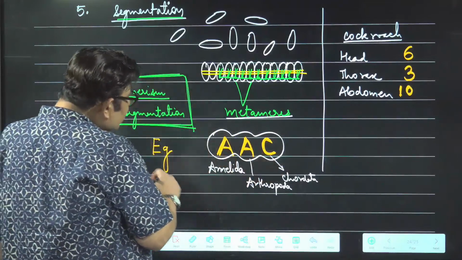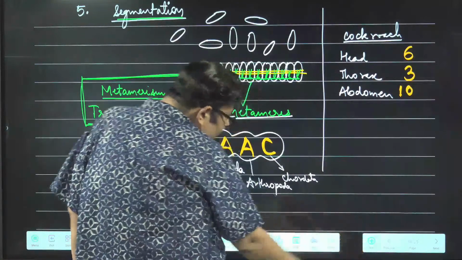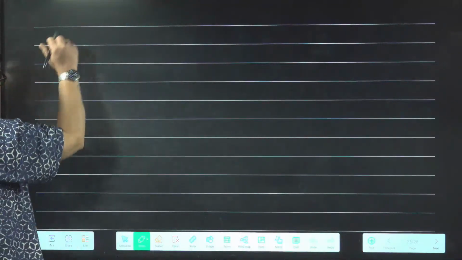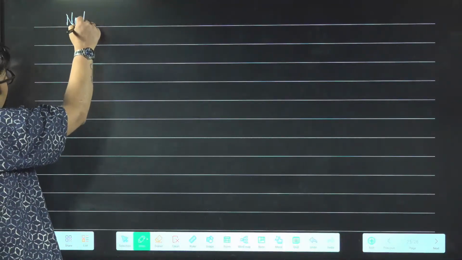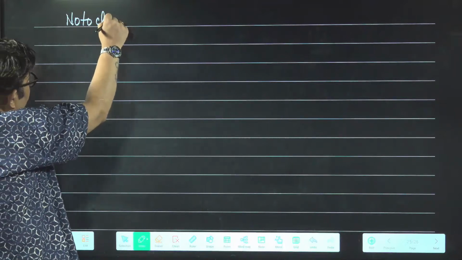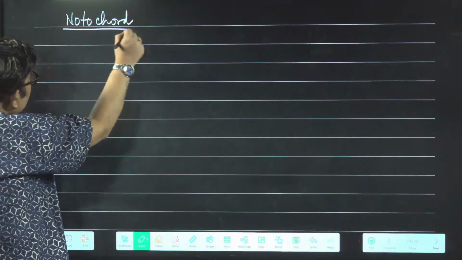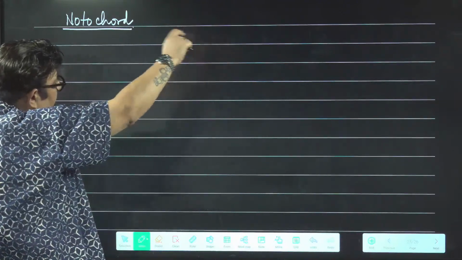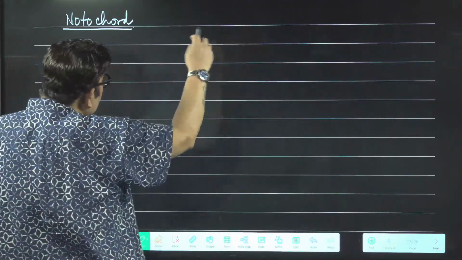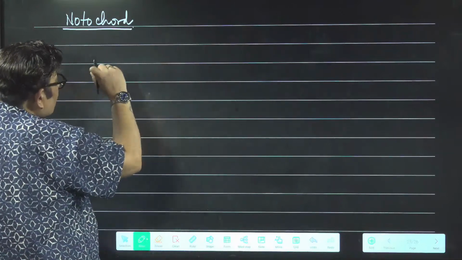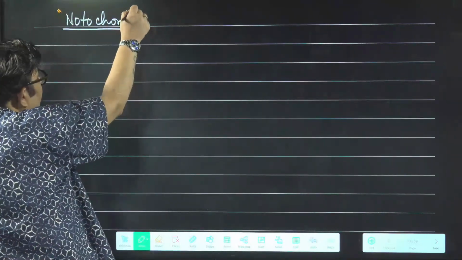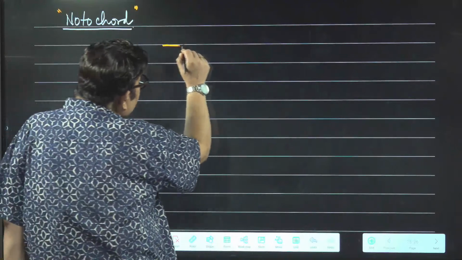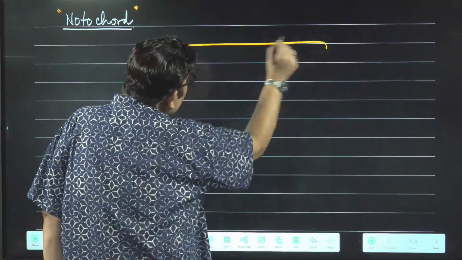Now, the last basis of classification I will discuss here, and you know what is that? This is the notochord. Noto means rod-like, cord is a cord, okay? A rod-like cord, notochord, okay? So what exactly this notochord is? It is a flexible, rod-like structure.